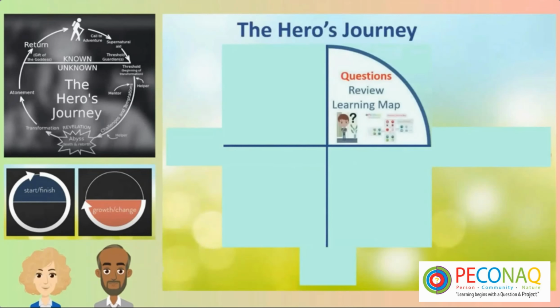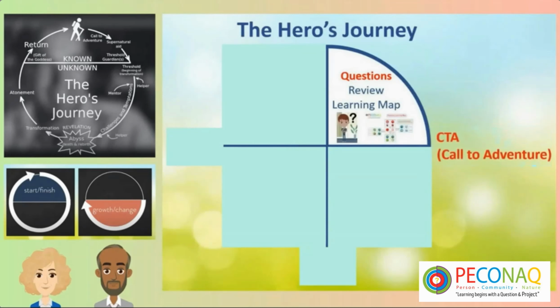The first quadrant represents the start of the journey. Our student hero starts with a question that lies within one of the 18 themes in the Peconaqri learning framework, reviews their personal learning map, and decides which adventure course they want to take. Our hero has to decide on whether to proceed with the course. This is the call to adventure stage in the hero's journey.